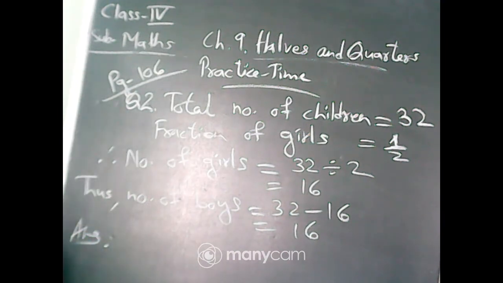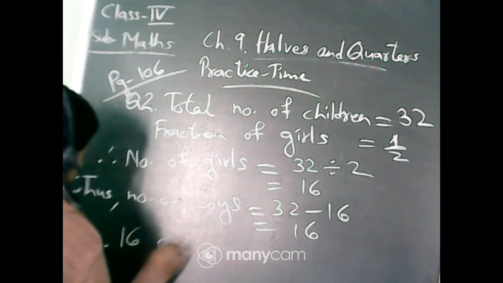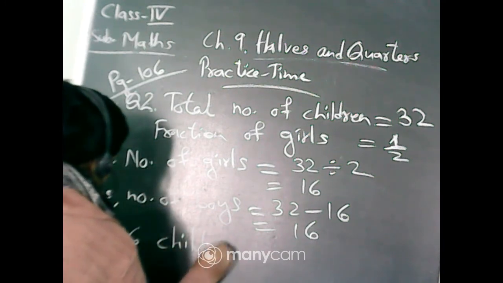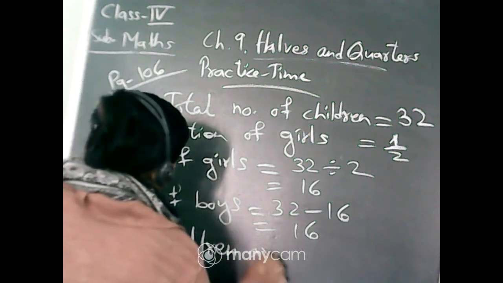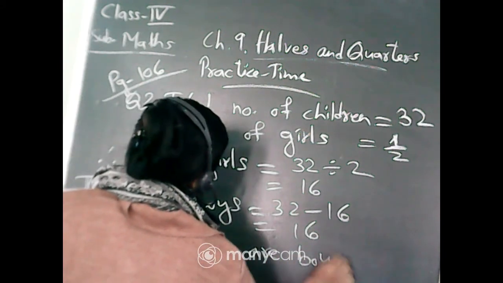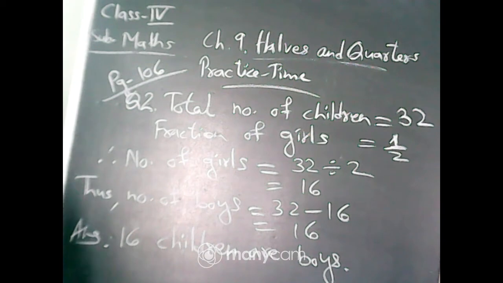So answer will be 16 children are boys. 16 children are boys. Isn't it? Completed.